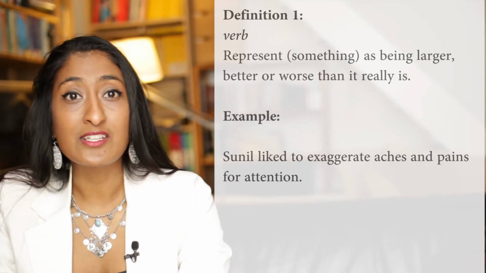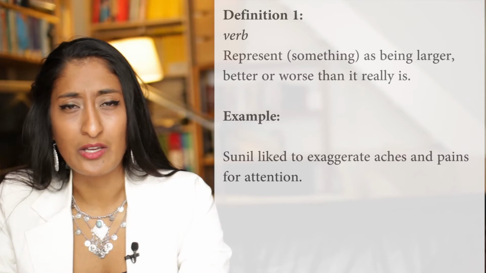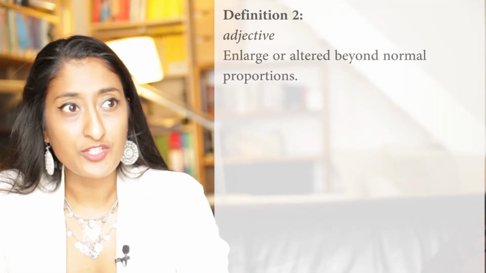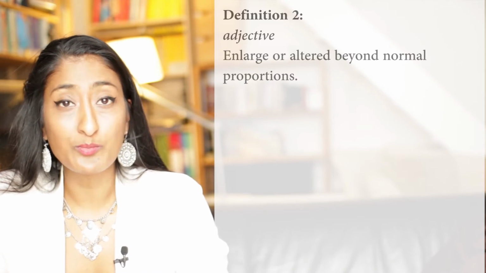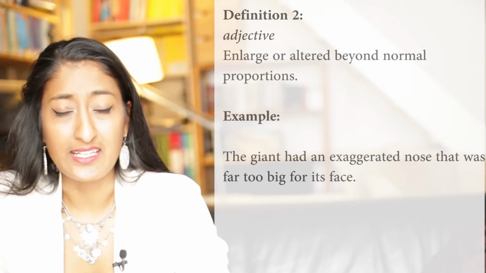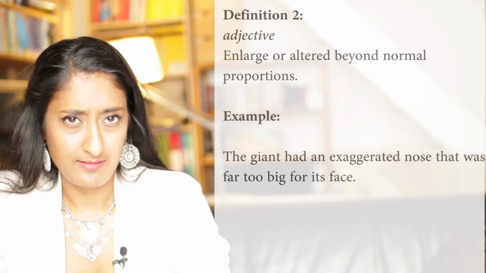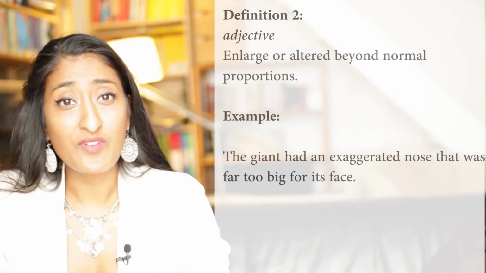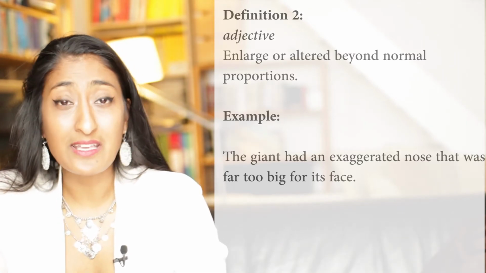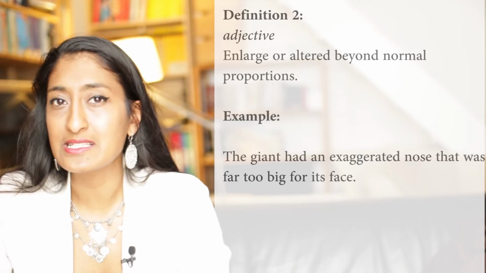So exaggerate usually means that you make something sound worse, bigger, or better than it is. Definition number 2. Enlarged or altered beyond normal proportions. Here's an example sentence. The giant had an exaggerated nose that was far too big for its face. So in this respect, it is very similar to the definition that we've just looked at, which is you make something look bigger than it is. It's not really lying, but it's exaggerating.